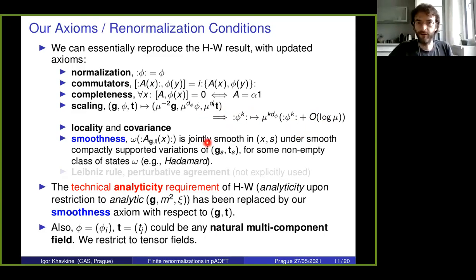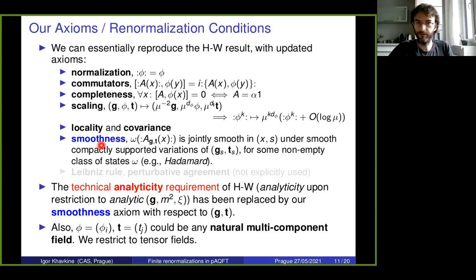And in the list of axioms of Hollands and Wald, there would be an analyticity condition. So Hollands and Wald required that the Wick products would depend on the metric analytically, but not necessarily for all metrics, at least for analytic metrics. It's a very strange condition if you phrase it, and that's part of the reason why we wanted to get rid of it.